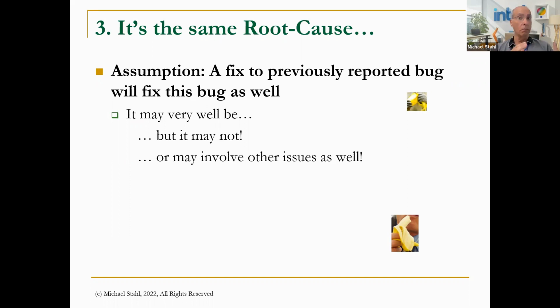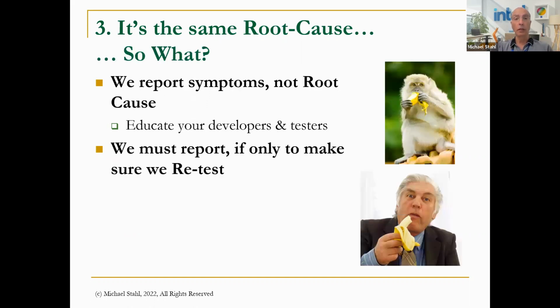Now, which may very well be correct, right? But on the other hand, sometimes it's not correct. Sometimes it may be a result of something else, or a combination of the known problem and some other problem. So by thinking in this way and guessing that it's the same root cause, we may actually be missing something that needs to be fixed. Because our attitude should be, we don't report the root cause. We may have assumptions about root cause. I can write in the bug report, I think it's the same problem as the previous bug, but I should report symptoms. This is what I've seen.